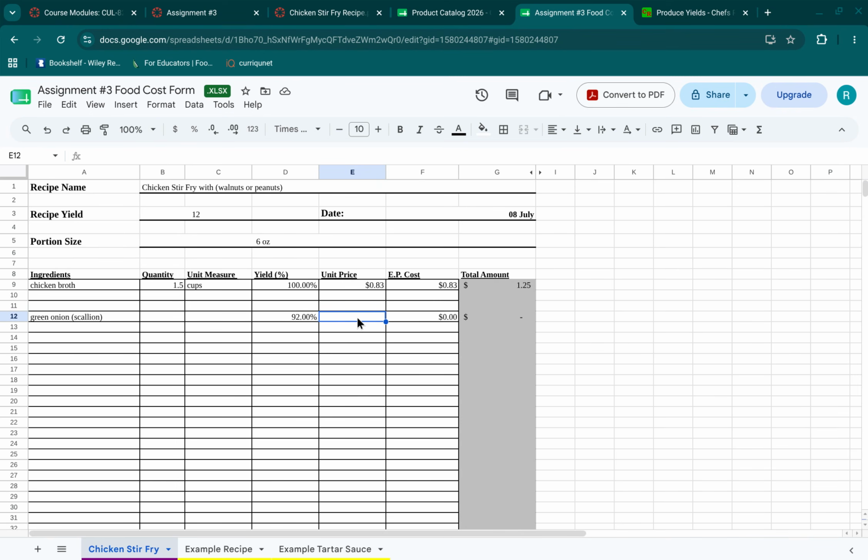So this is not the correct price. I'm going to put in something absurd so we have more numbers to look at on the bottom. So don't copy this because I'll know. Let's put $35 because we're using so many green onions. Okay, so do you see how unit price is 35 and our EP cost is 38.04? That's because that is accounting for that 8% waste that we experience with green onions.